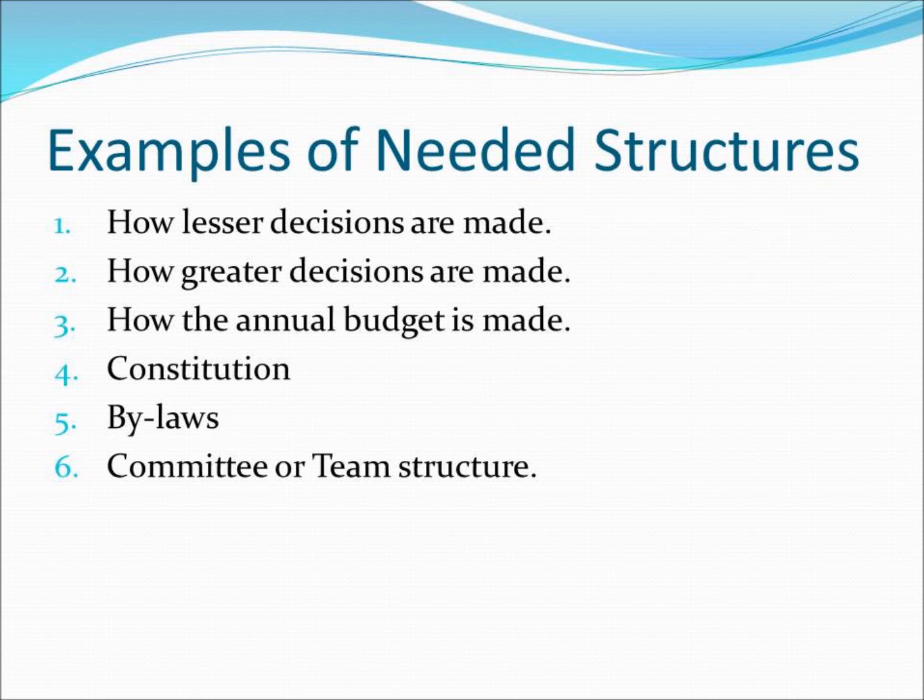This slide presents several examples of needed structures. These do not represent all of the needed structures, but they are an example. How are lesser decisions made? Do those decisions come before a larger body, or can a smaller group make lesser decisions? What about major decisions such as purchasing land or selling land or relocating or building buildings? How are those decisions made? And what about the annual ministry budget? How is it made? How is it put together?